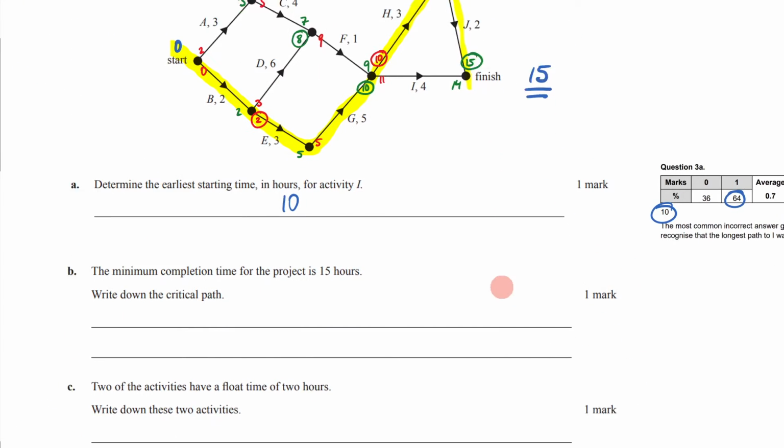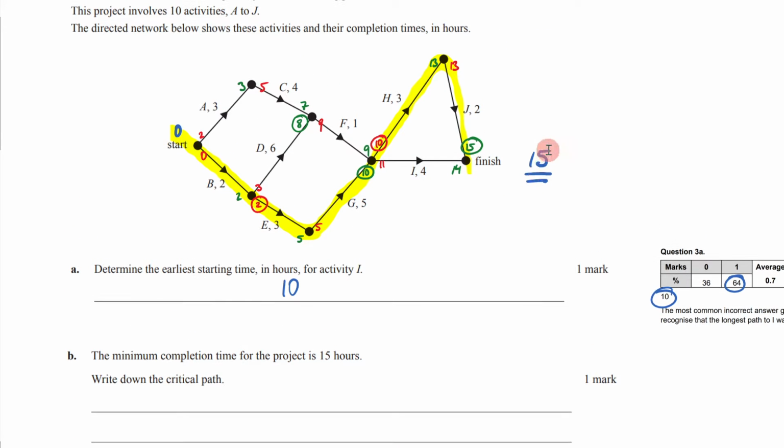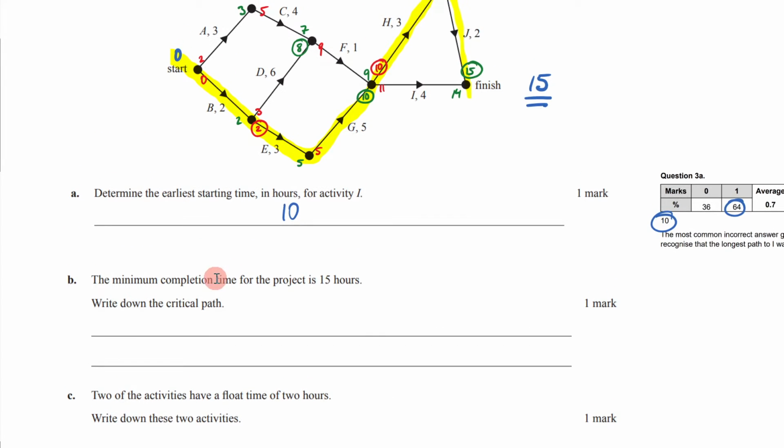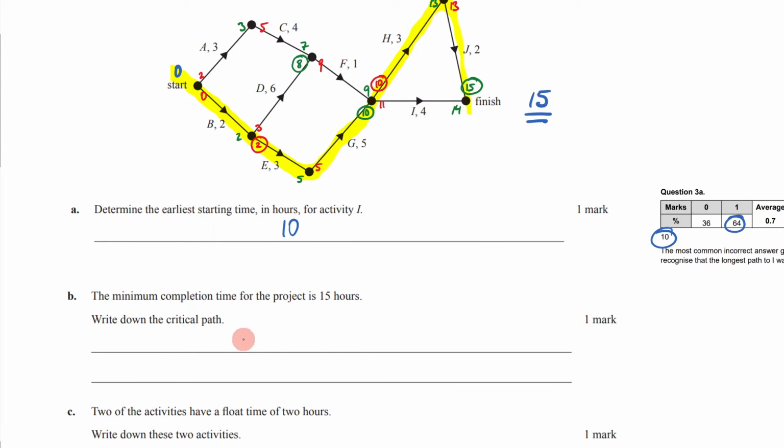All right, we keep on going. It says the minimum completion time for the project is 15 hours. That's what we found here. Write down the critical path. So remember, the critical path is simply everything that we've highlighted here. So it's going to be B, E, G, H, J. So let's write that down. It's B, E, G, H, J.